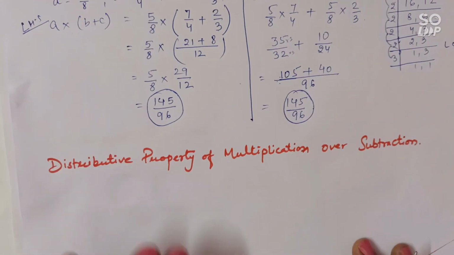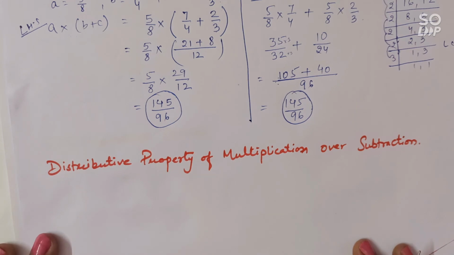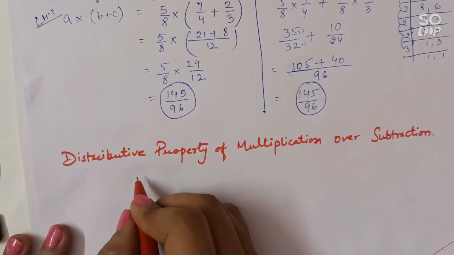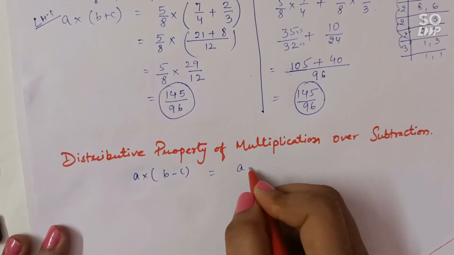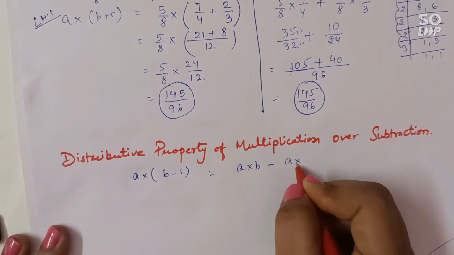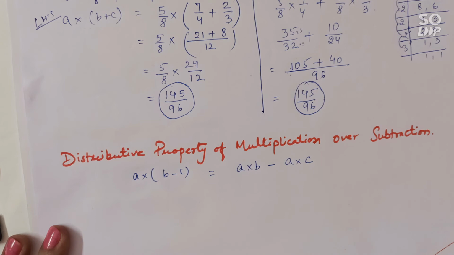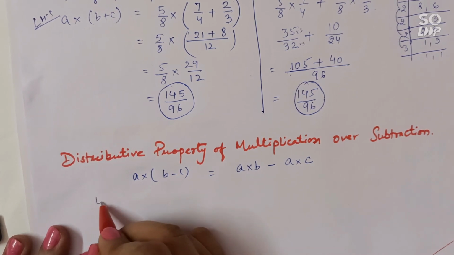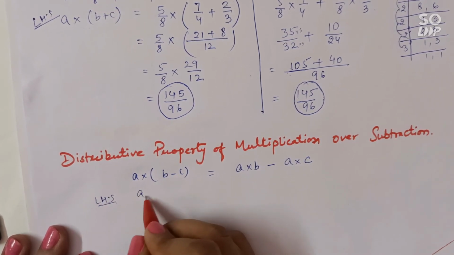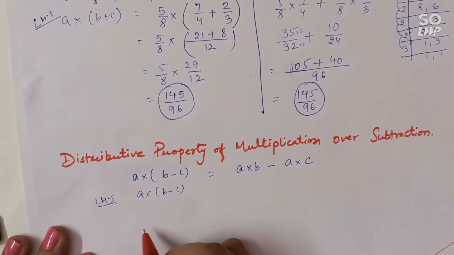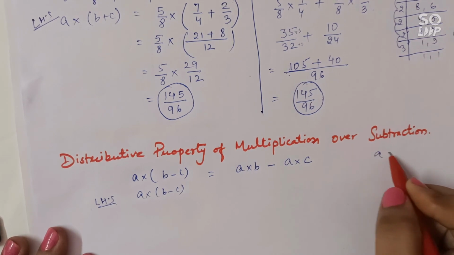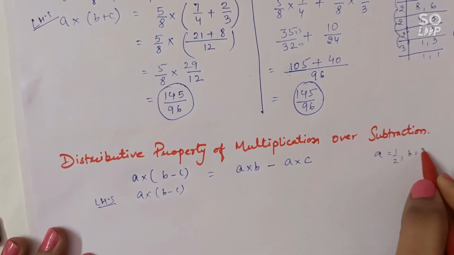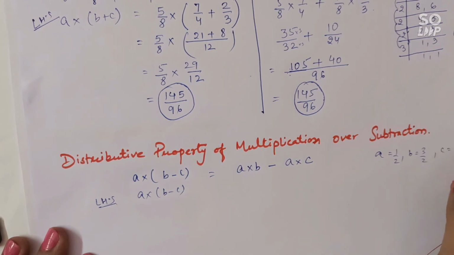Now we'll see the distributive property of multiplication over subtraction. Okay, here what is there? Here also same thing, a multiplied by b minus c should be equal to a into b minus a into c. So we'll check for LHS part, that is a multiplied by b minus c. Let's take different numbers again over here. Let's take a as 1 by 2, b as 3 by 2 and c as 5 by 2.